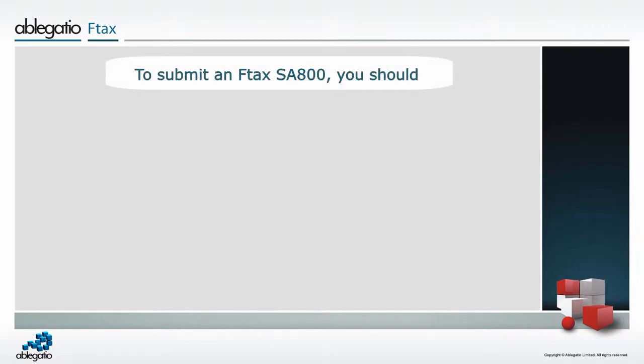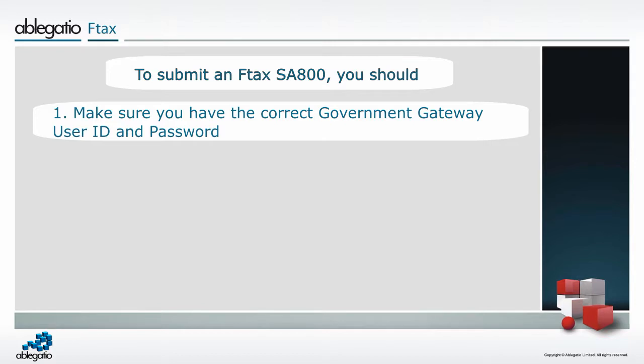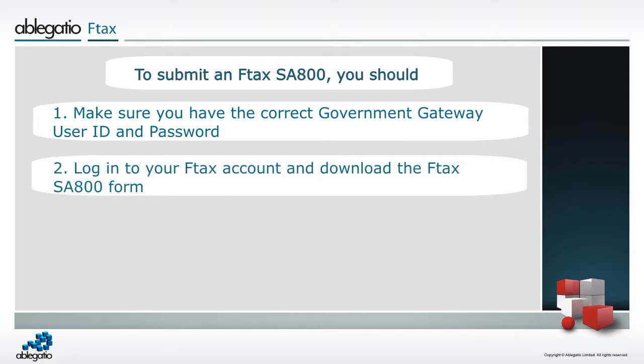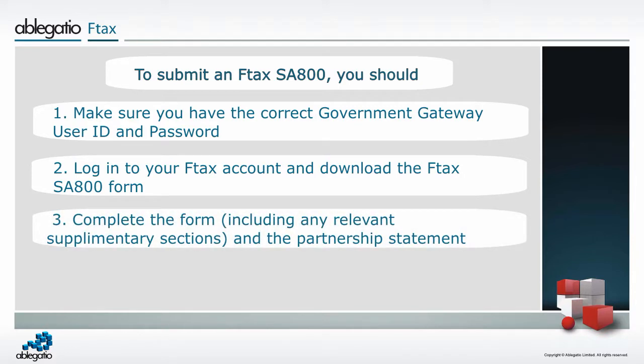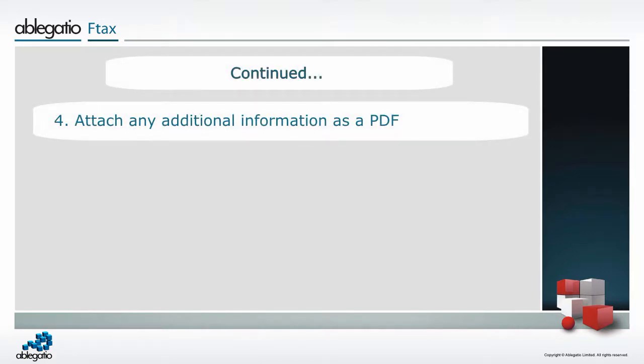To submit an Ftax SA800 tax return, the following steps must be taken. Make sure you have the correct Government Gateway user ID and password. Log in to your Ftax account and download the Ftax SA800 form. Complete the form, including any relevant supplementary sections and the partnership statement. Attach any additional information as a PDF.